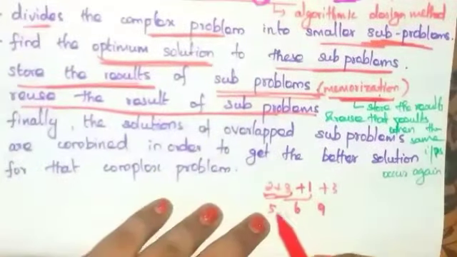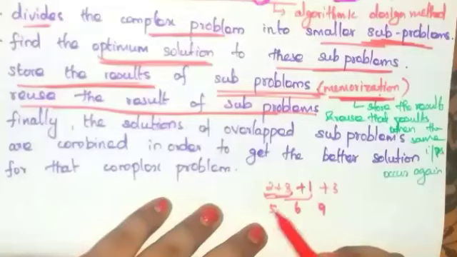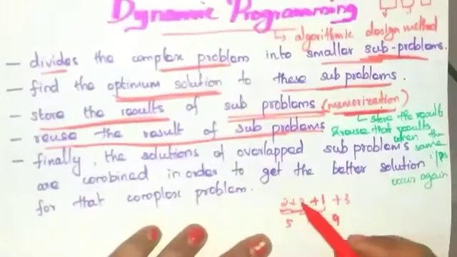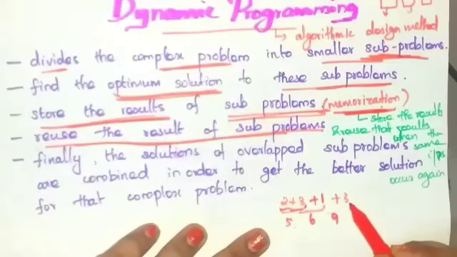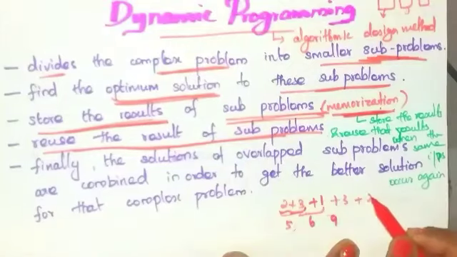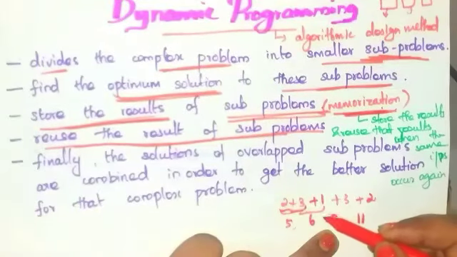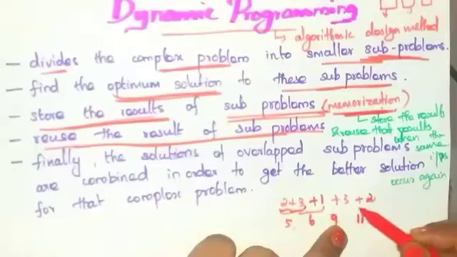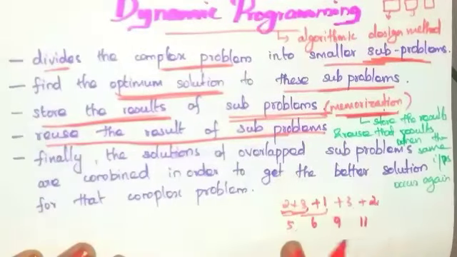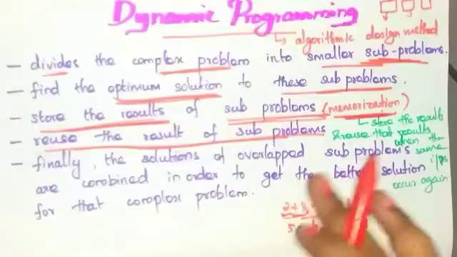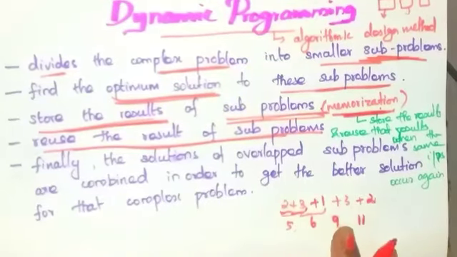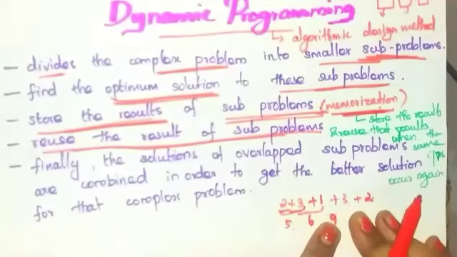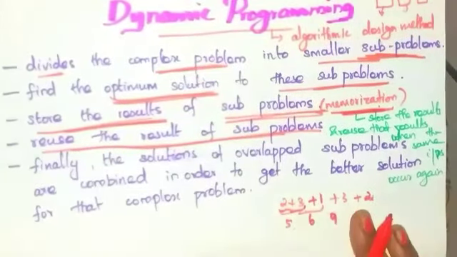This is a new value. See here, if you do not store these values in memory, you have to compute the value from the starting: 2 plus 3 plus 1 plus 3. But if you store these values, this calculation is easy because you are taking the stored results of previous subproblems and adding the new value. If you do not store these results, then you have to recompute the same subproblems again and again.